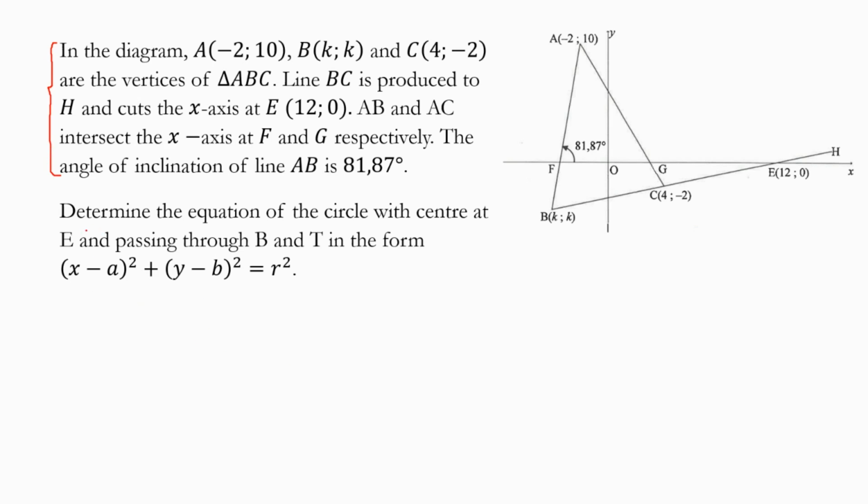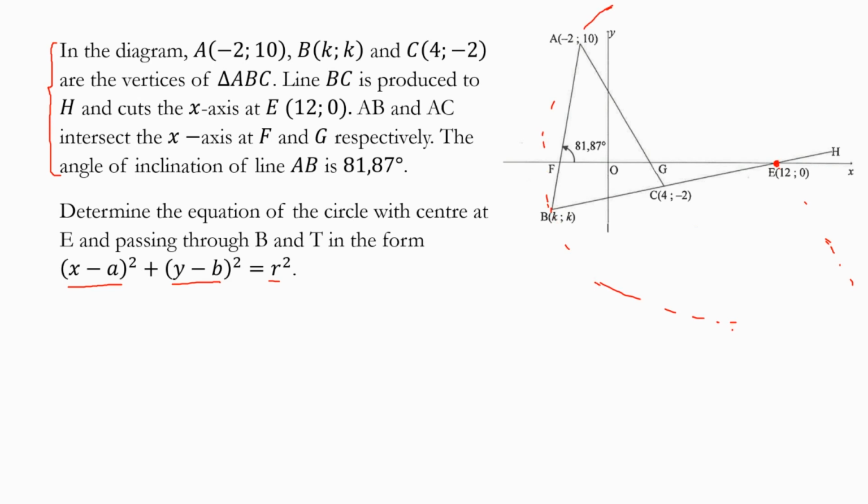So the question here says determine the equation of the circle with center at E and passing through B and T in the form (x minus a) squared plus (y minus b) squared is equal to r squared. Right, and so it means we said BE and ET are equal. So it means they are radii. So it's a circle with center E. Then that means BE is the radius.